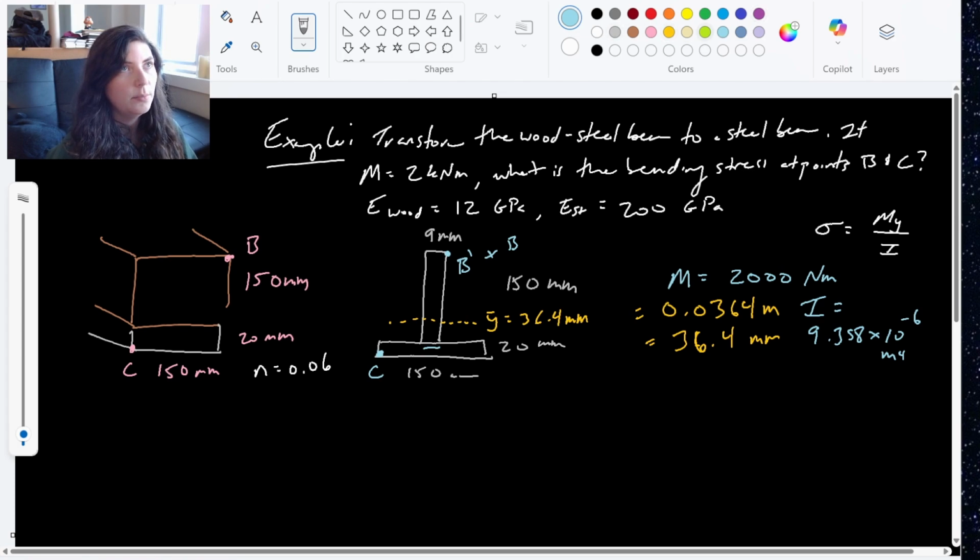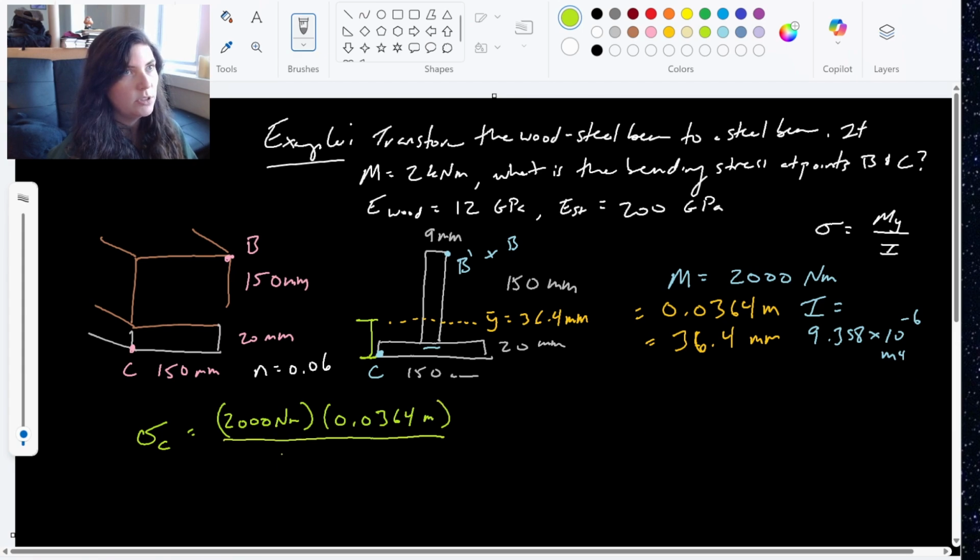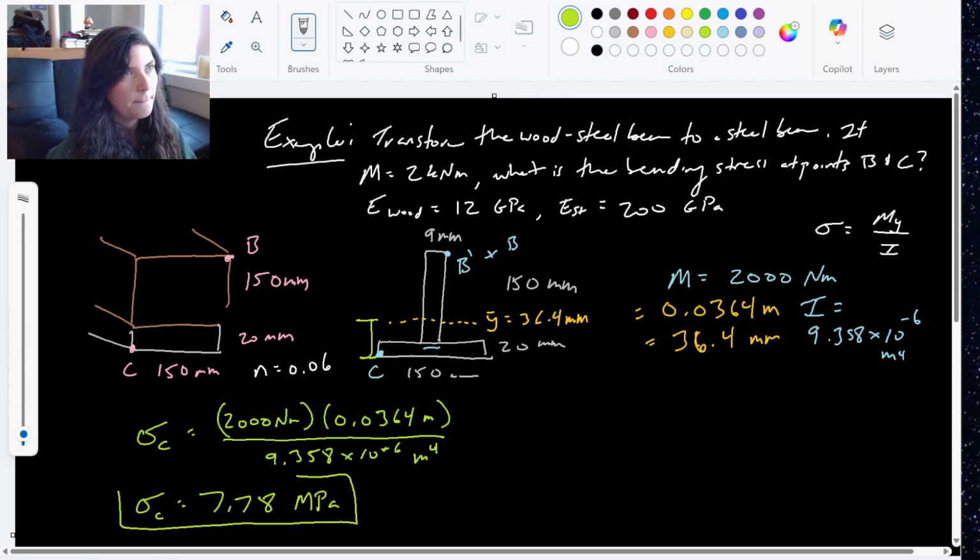So let's do our bending stress for point C first. That one's a little simpler. We don't have to go through any transformations or anything. It's just going to be our moment, 2,000 newton meters, times c, our distance from the centroid to where the point is located, so 0.0364 meters, over my moment of inertia, 9.385 times 10 to the negative 6th meters to the 4th. That gives me a bending stress at point C of 7.78 megapascals. And that's all we have to do for point C. It didn't get transformed. It was always made of steel, so we're just going to end it there for our bending stress at point C.